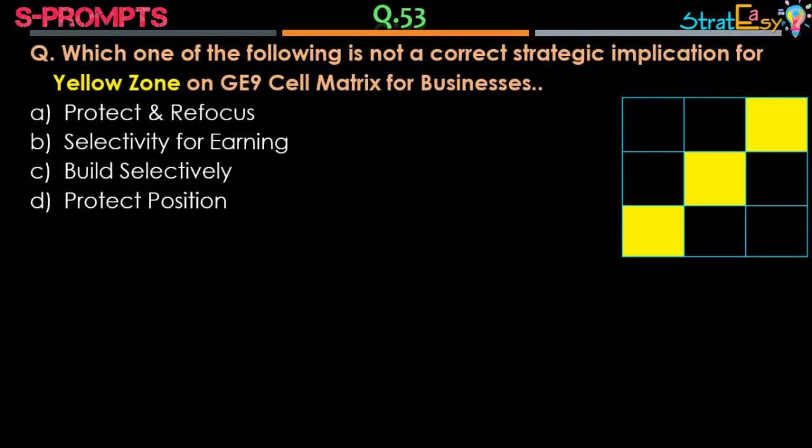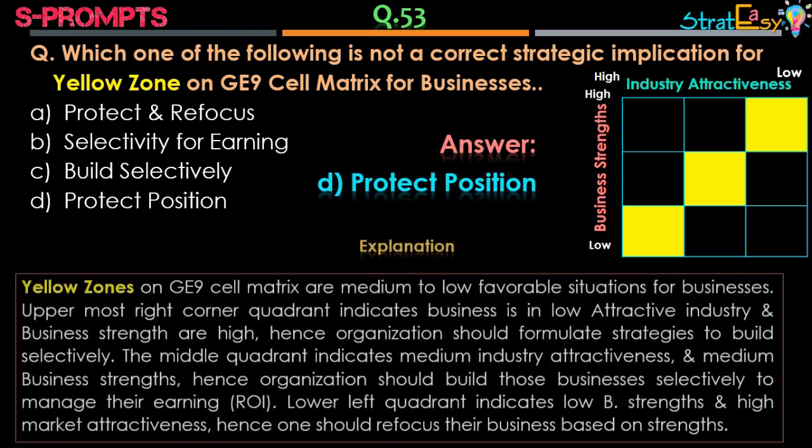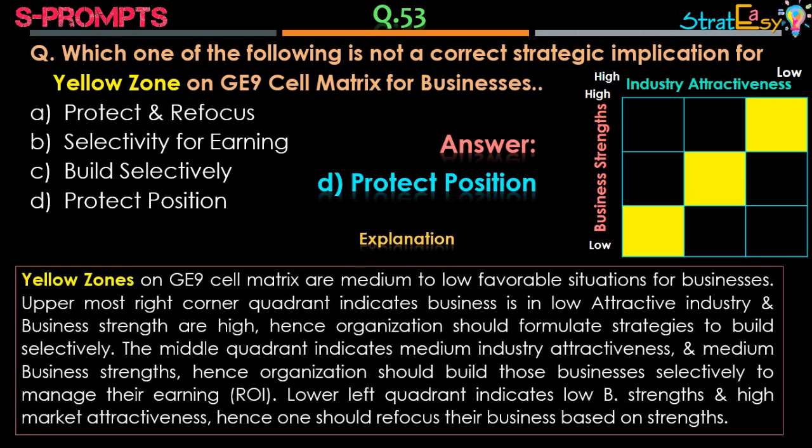Question number 53. Which one of the following is not a correct strategic implication for yellow zones on the GE nine-cell matrix for businesses? And the right answer is option D, protect the position. Yellow zones on the GE nine-cell matrix are medium to low favorable situations for the businesses. The uppermost right corner quadrant indicates the businesses are in a low attractive industry and business strength is high. Hence, organizations should formulate strategies to build selectively.